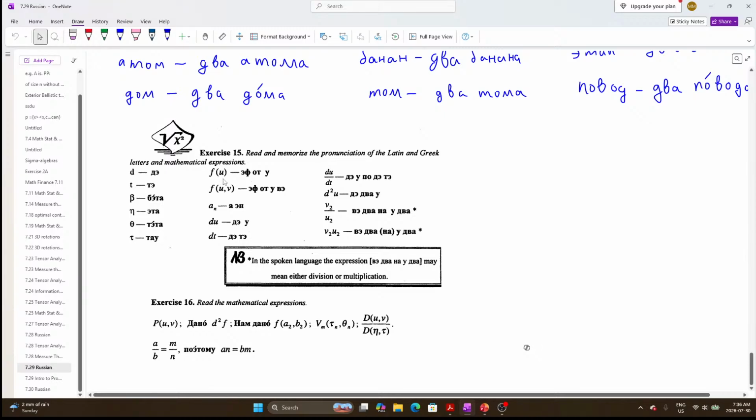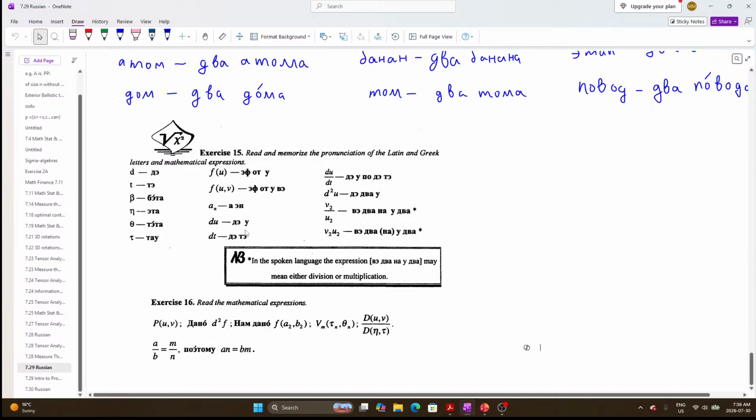F of U reads F at U, almost like a single word, right? F at U. F of UV reads F at UV. Then RN, the sequence in calculus, real analysis, that kind of stuff.